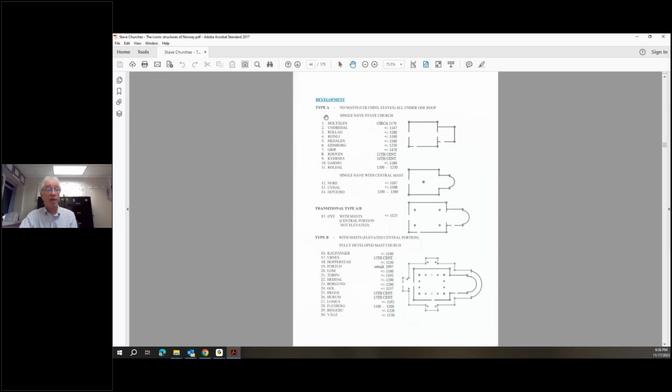So we have 11 buildings that would be classified as type A. He considered that as a no mast structure or a single mast structure. By no masts, what he was talking about was no masts, no columns, no staves. Okay, there are corner posts in these, very simple structures. So a single nave and a single chancel at the back end of the building. All of these first 11 originated like this. And here I have the approximate dates of when they were built.